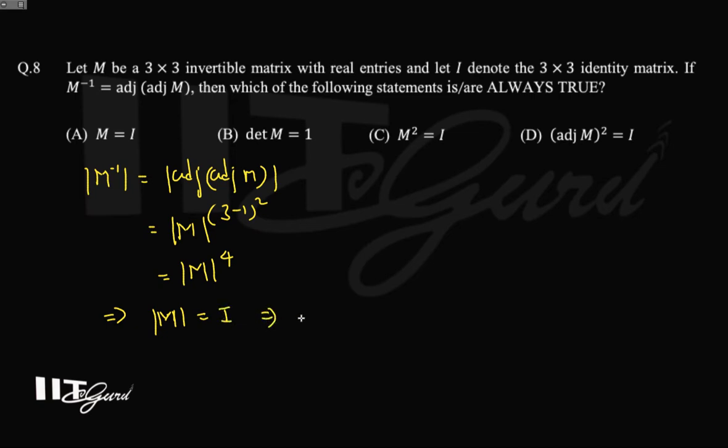This implies that mod of adjoint of M is also 1. Adjoint of M mod is the determinant of M, that is 1. So the second option, B, is correct. Now adjoint of M divided by mod M: what is the result? Adjoint of M divided by mod M is M inverse.